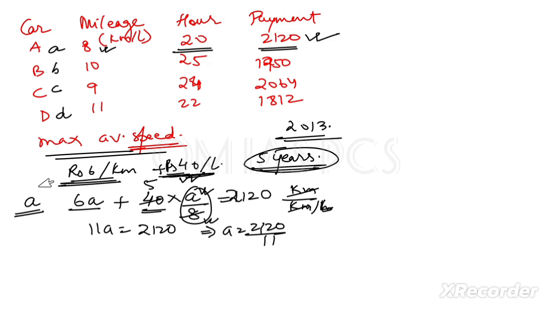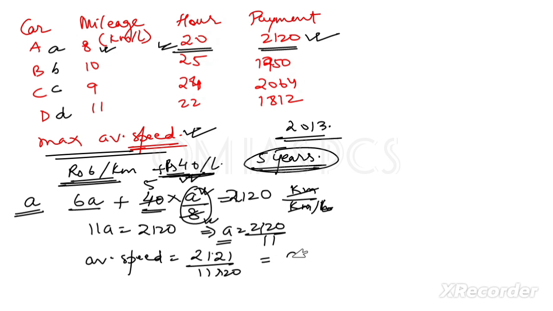Now, what is the formula of average speed? Average speed is total distance by total time. So the average speed is equal to the total distance divided by 20, and that will be 9.63. This is the task for car A. Similarly we have to do it for car B, car C and car D.